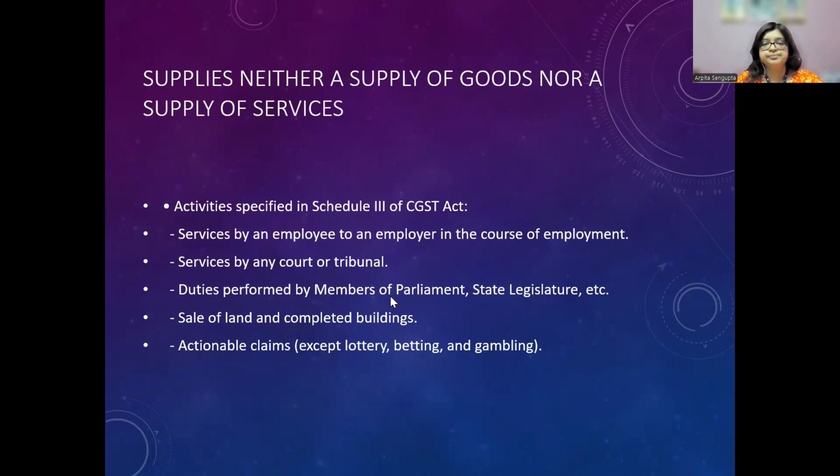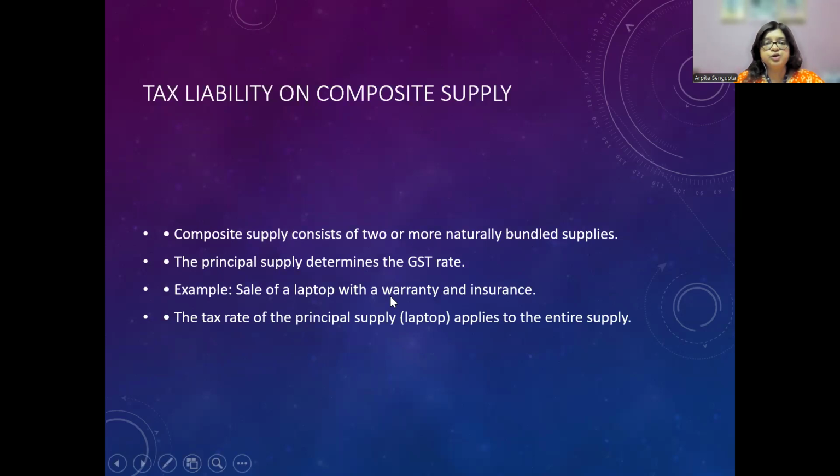Tax liability on composite supply. What is composite supply? In our previous slide, I mentioned that composite supply consists of two or more naturally bundled supplies. Naturally bundled means one supply does not come individually as a separate supply. It comes because of being part of the principal supply. It means sale of laptop with a warranty and insurance. This warranty and insurance is not an individual or separate supply. It has come because of the sale of the laptop.